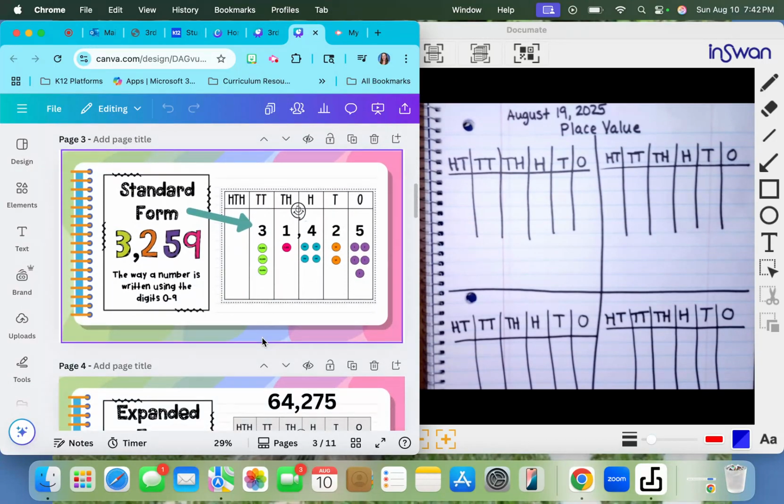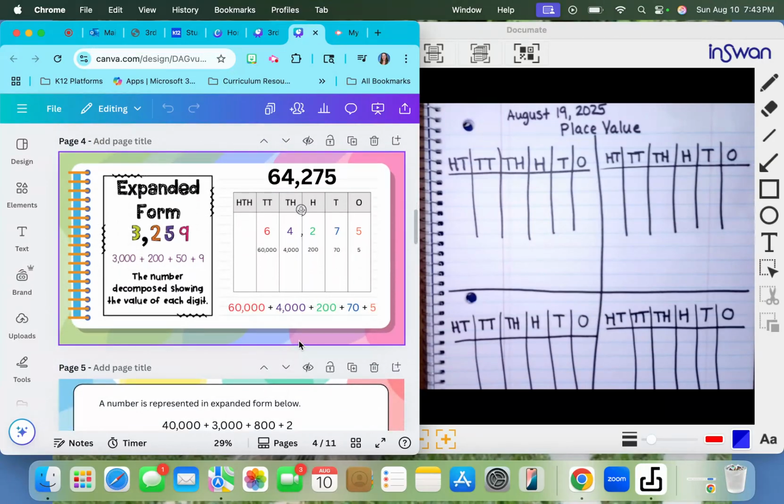Let's take a look at the different forms that we're going to be representing numbers in. First, we have standard form. Standard form is just the way a number is written using the digits 0 through 9. So it's just the way we normally write a number. Here we can see the standard form of a number, 31,425, is written with the digits.